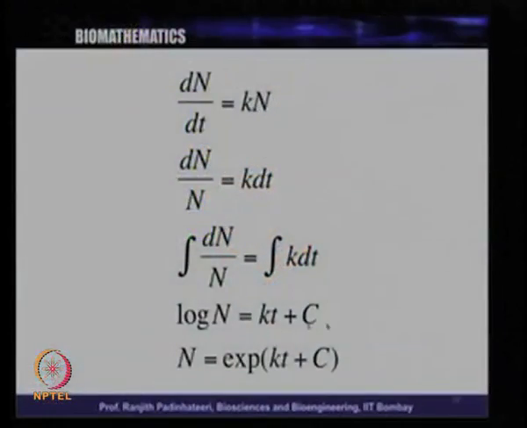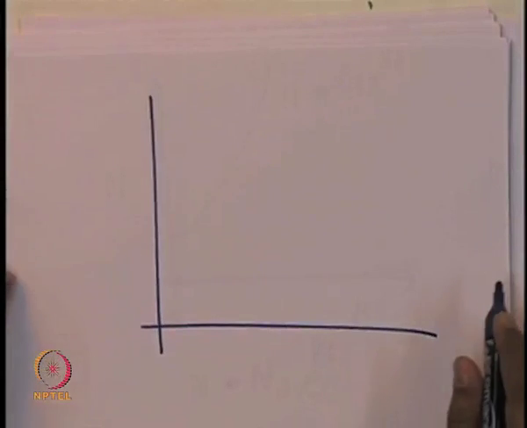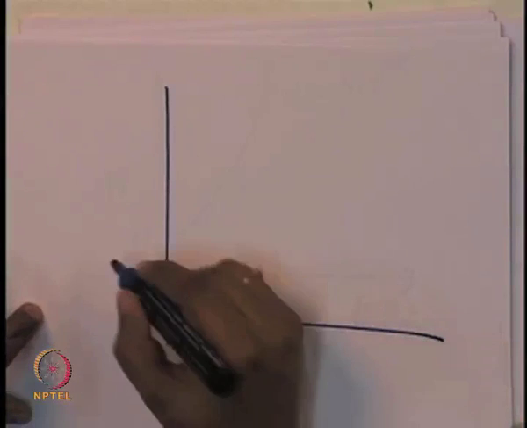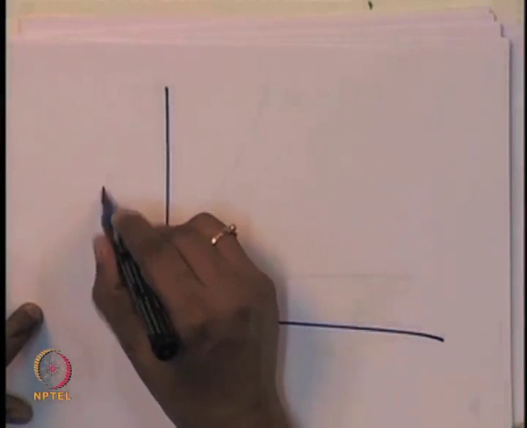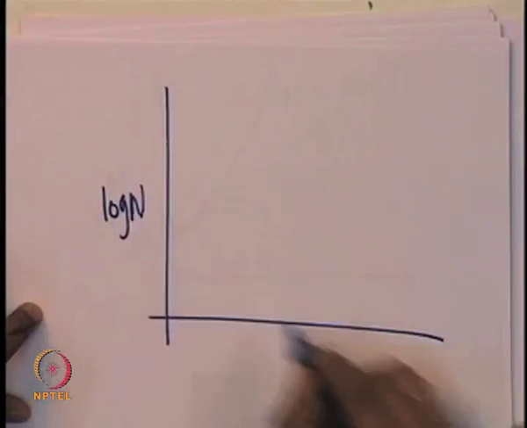So, let us for the moment go back to the previous slide. We had this log n is equal to kt plus c. So, let us see what we get if we plot this equation. This is also from dn by dt is equal to kn, and we got log n is equal to kt plus c. So, when we have this log n equal to kt plus c, what do we get? So, let us plot log n here and t here.